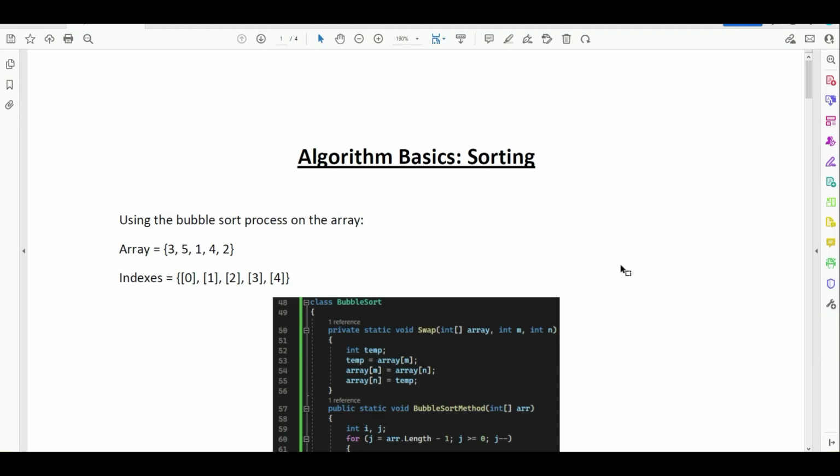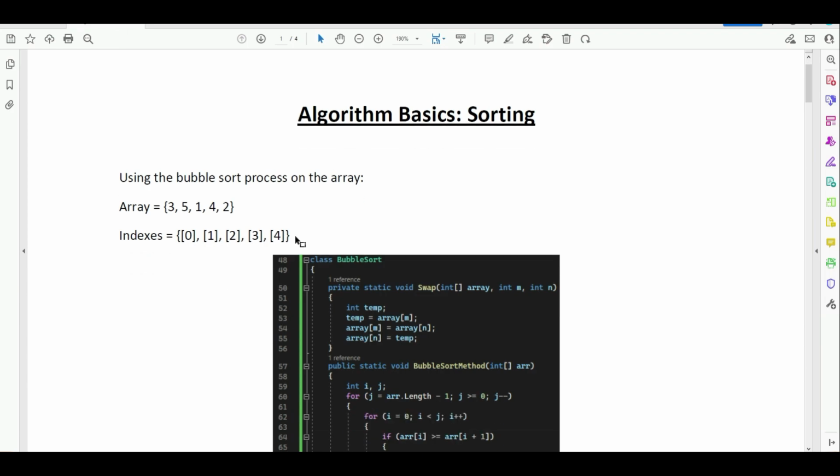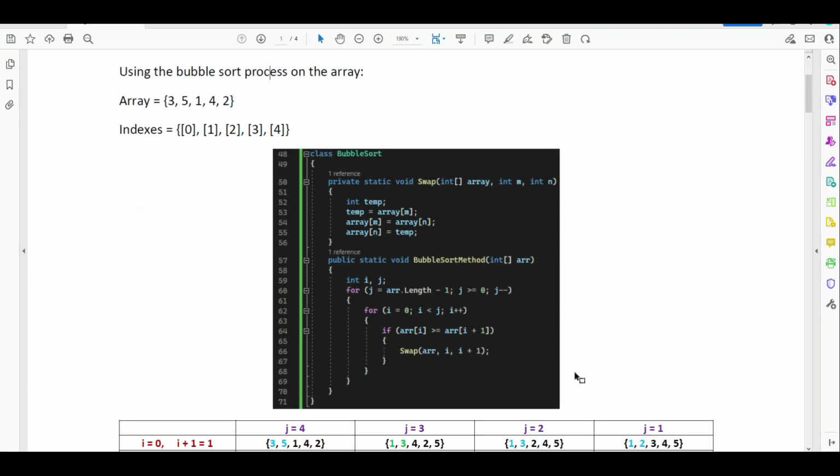In this video, I'm just going to look at a couple of very basic sorting algorithms, and then we'll look at the algorithmic complexity for them. So the first one is what's called a bubble sort process. And so the code looks like this right here.